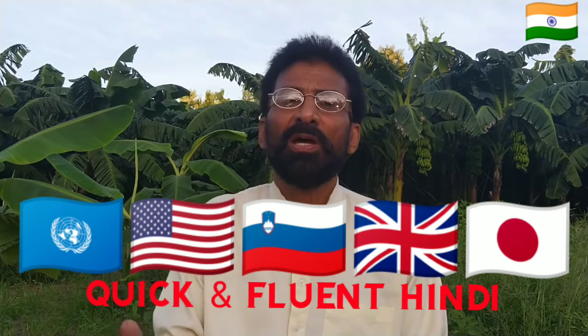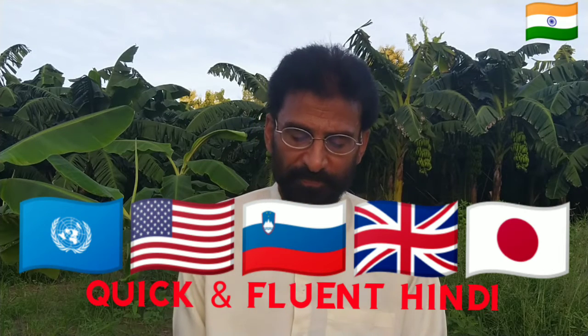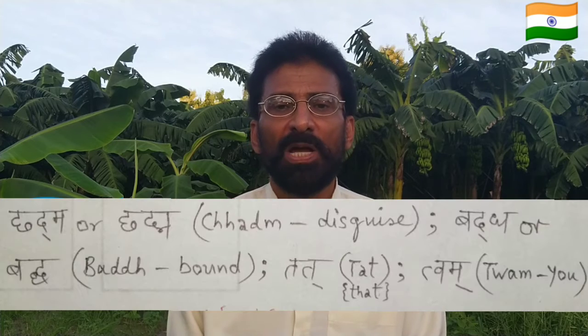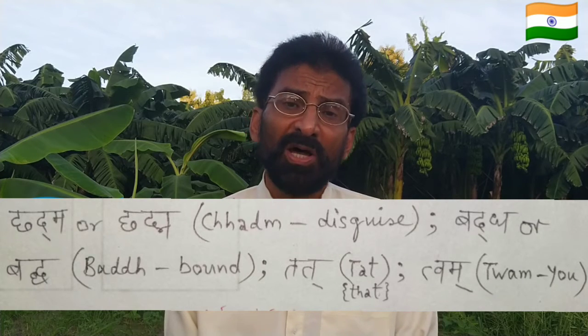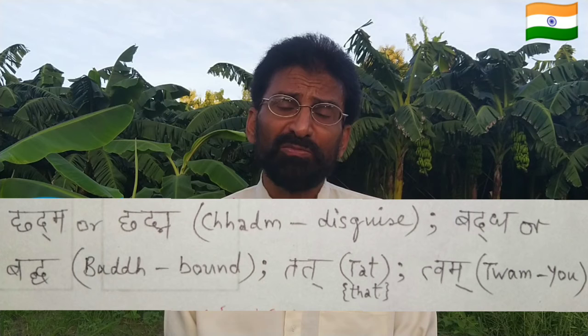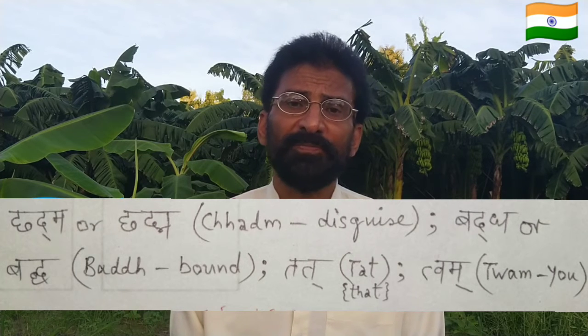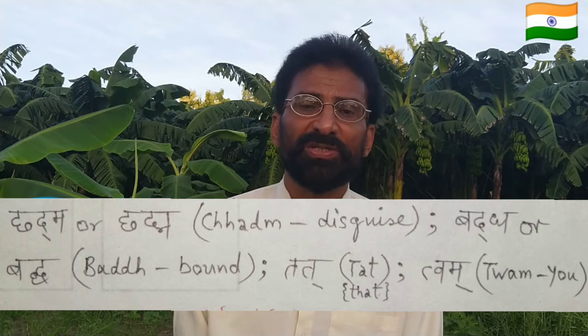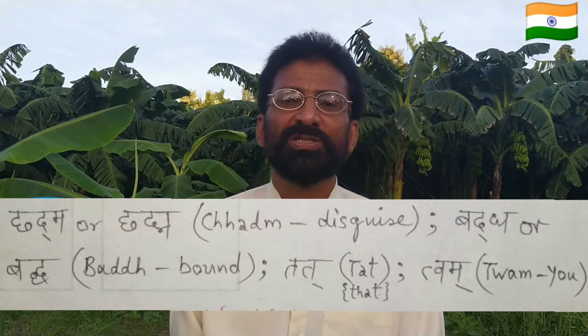But let me just explain a little bit more. For instance, we have a word in Hindi, chadma. Cha and half da and then ma, chadma. Look in the chart, please. Chadma. So I have written the word chadma two ways. And you can write it also two ways.